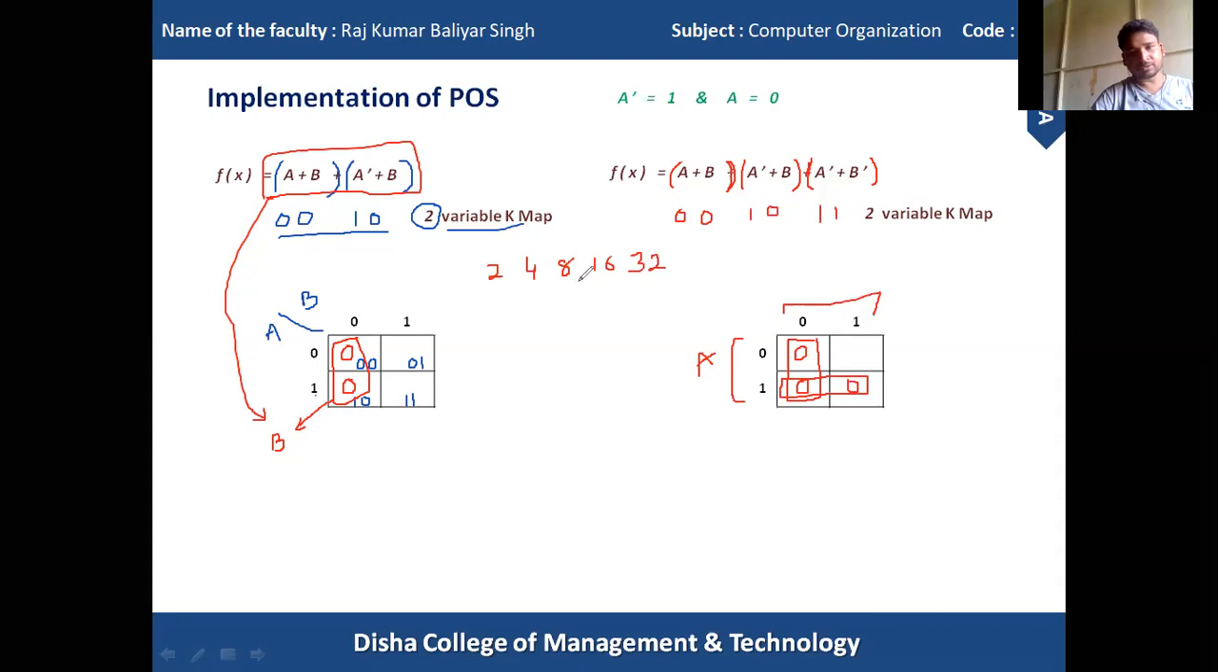So according to that, we have to combine, and the combination should start from higher order to lower order. First, we have to think whether four adjacent cells can be combined or not. If it is not possible, then we think about two adjacent cells. Here there is no question about the four cell, because the four cell is not in active state. So these two can be combined together, and these two can be combined together.